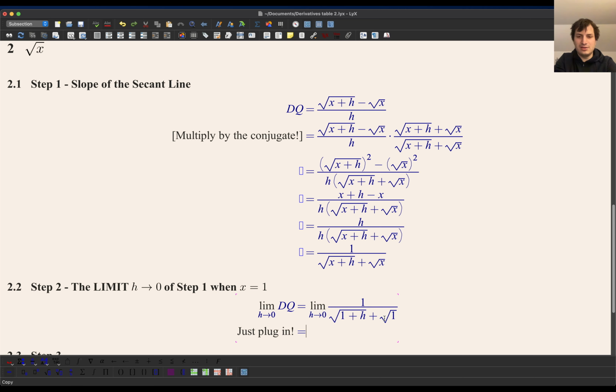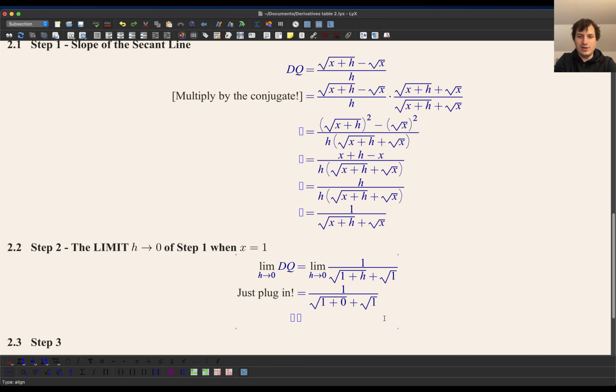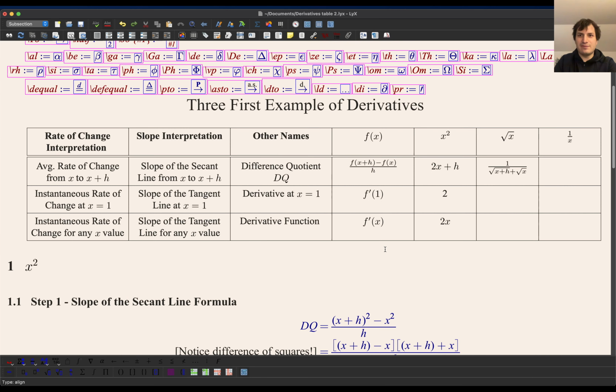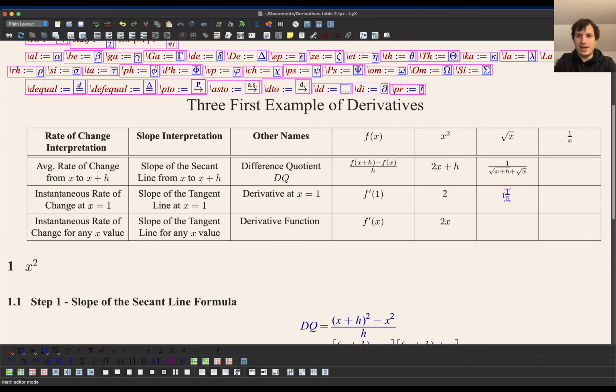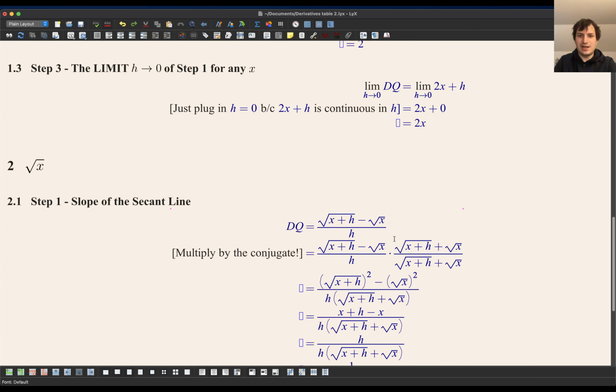And when you just plug in, you get... So every time I see an h, I just replace it with a 0. The square root of 1 plus 0 is just 1. This whole thing is just equal to a half. It's 1 over the square root of 1 plus 1. The whole thing is just a half. So great, I figured out this value is a half through this algebraic means.